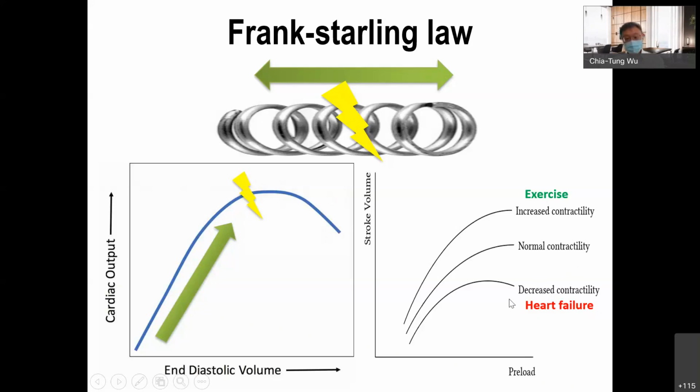So this is the curve of different Frank-Starling lines for a normal heart, for heart failure, and for exercise. For a patient with heart failure, the curve moves downward. And if we exercise, we have more sympathetic tone and the contractility will increase. So the curve moves upward. This is called the Frank-Starling law.